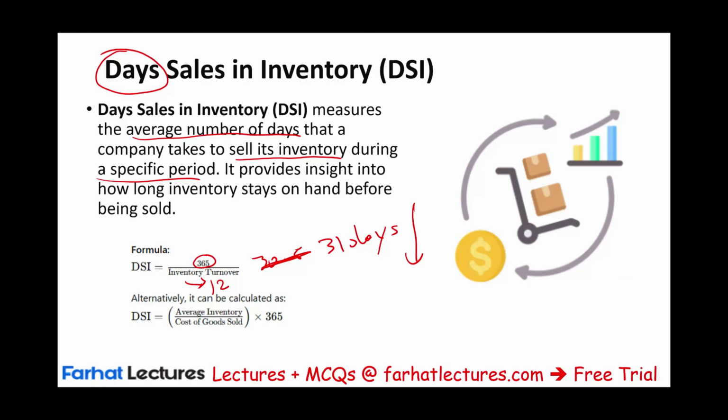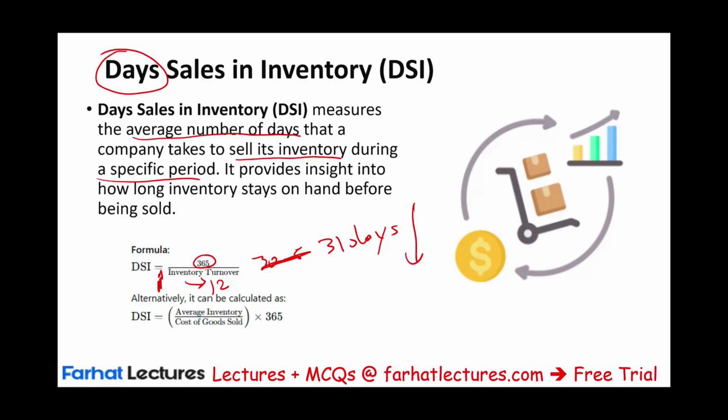Be careful. You want the turnover to be as high as possible. You want the DSI to be as low as possible. So you want to hold the inventory the lowest number of days possible. And how do you do that? By having a higher turnover. So if you increase the denominator, you're going to reduce the days sales in inventory.